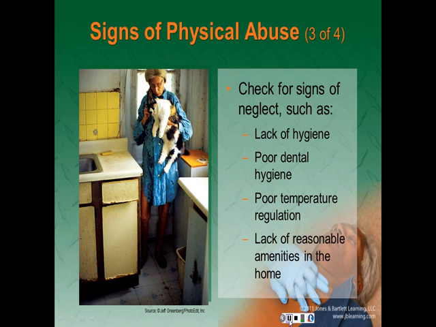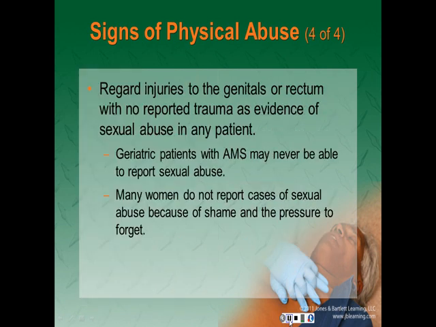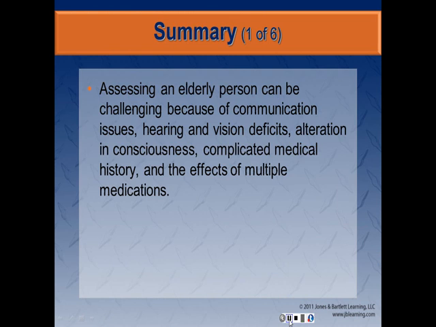Check for signs of neglect, such as evidence of a lack of hygiene, poor dental hygiene, poor temperature regulation, and a lack of reasonable amenities in the home. Regard injuries to the genitals or rectum with no reported trauma as evidence of sexual abuse in any patient. Geriatric patients with altered mental status may never be able to report sexual abuse. Many women do not report cases of sexual abuse because of shame or the pressure to forget.